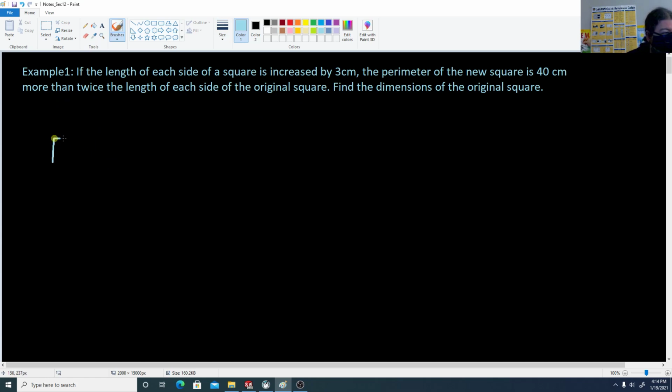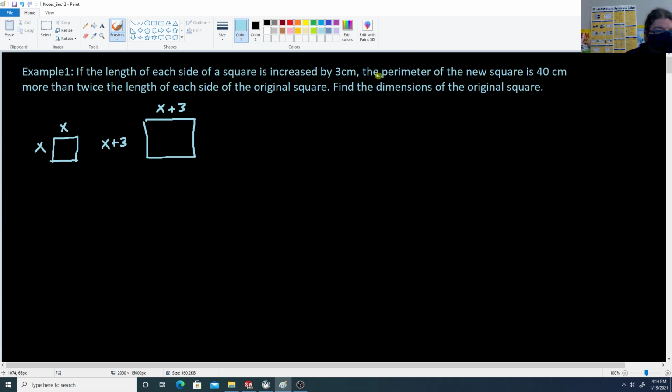So, we're going to have an original square and we're going to have a new square. The original square we're going to say is x by x, and then the new square, since each side of the original square is increased by 3, will be x plus 3 by x plus 3. So it's just the original square increased by 3 units.